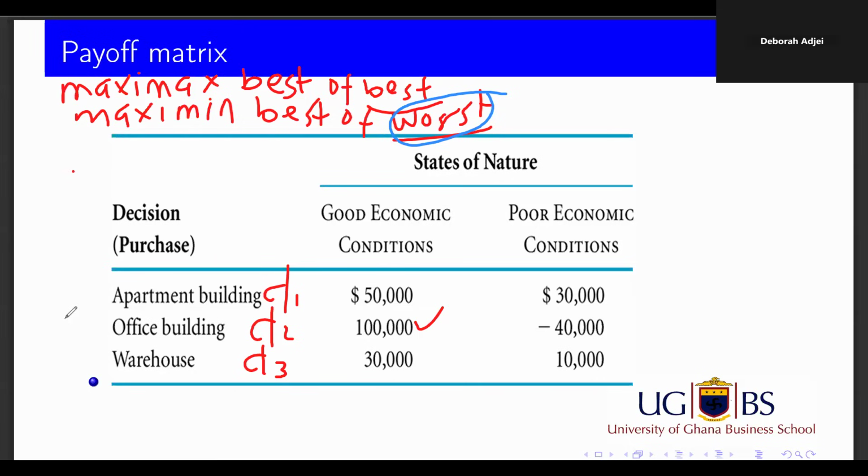Ajay: Apartment building. Why? Because the worst condition is the poor economic conditions, and the best among them is the $30,000. Perfect. There's no problem with that. So that is the second approach. Yeah, it's like we are learning and learning and not learning. This is actually learning. The third approach is what is known as the minimax regret approach.